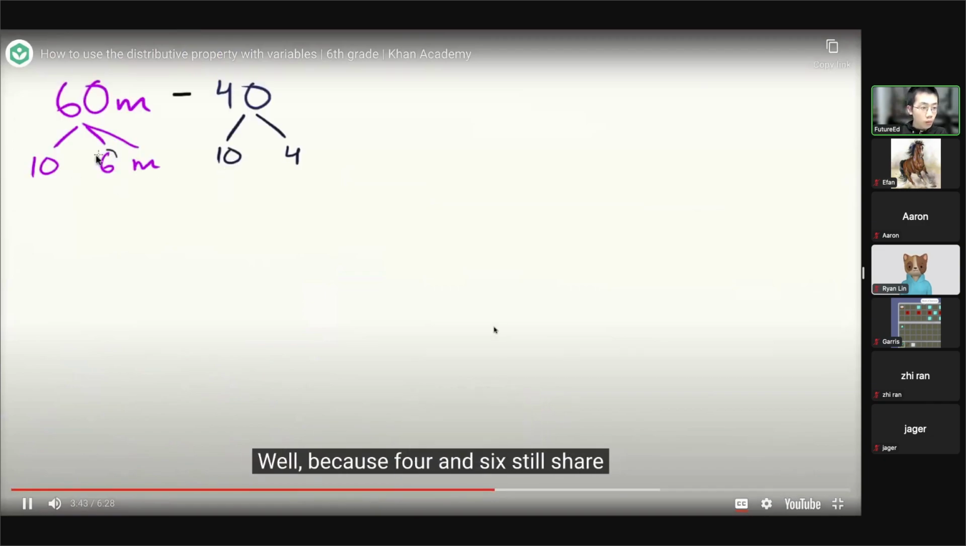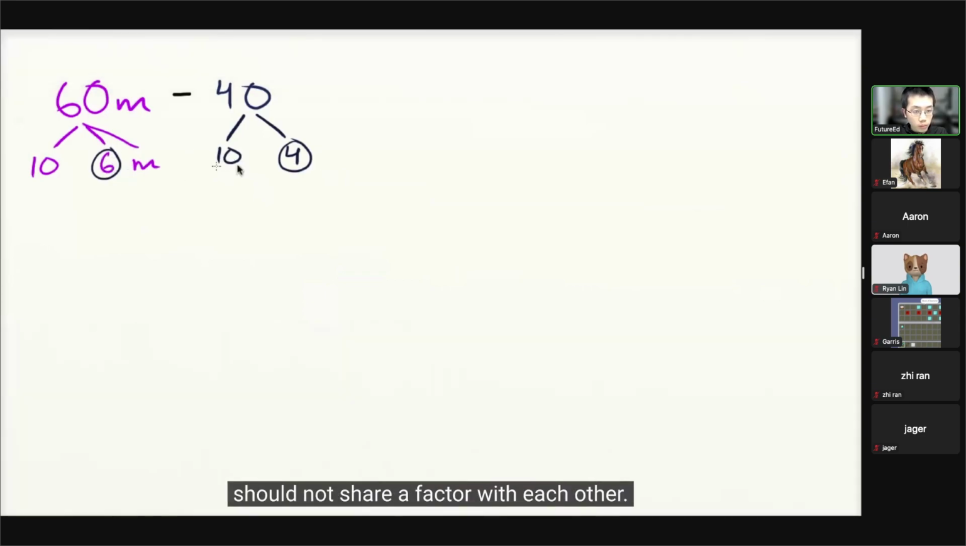Well, because 4 and 6 still share a factor in common. They still share 2. So if you're actually factoring out the greatest common factor, what's left should not share a factor with each other.